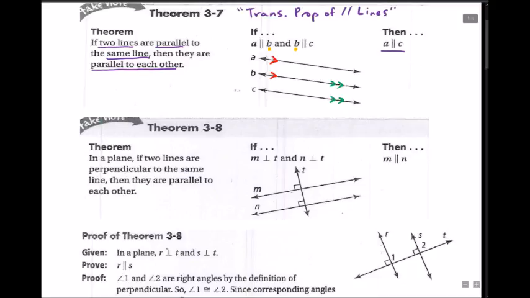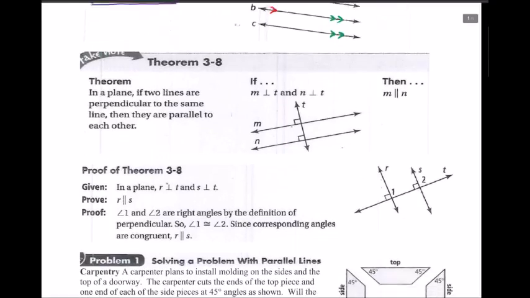Do you see why I like to call this the transitive property of parallel lines? It's like the law of syllogism was transitive property for words. So do you see the transitive-like property here? This is an easy one. You'll be able to do that.